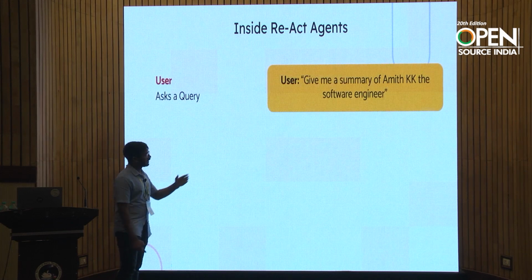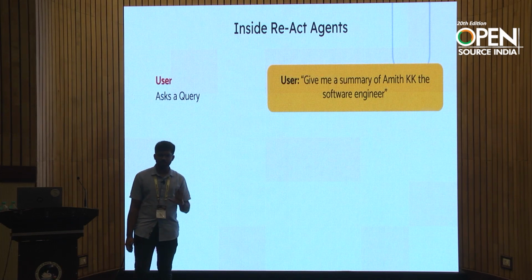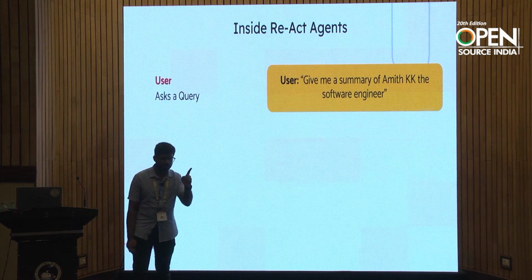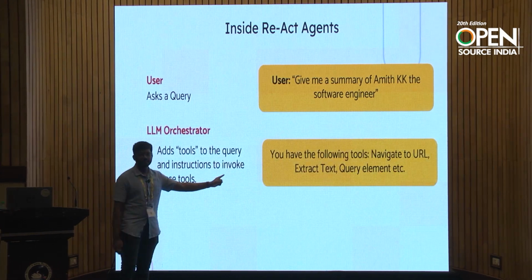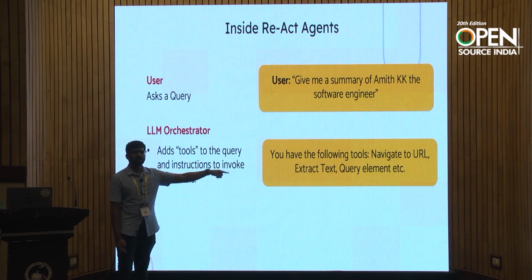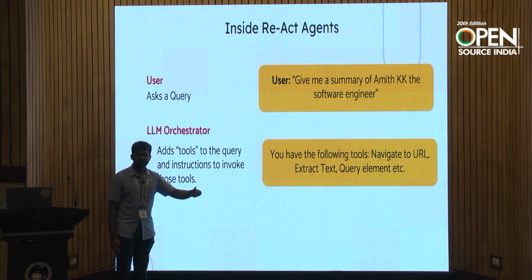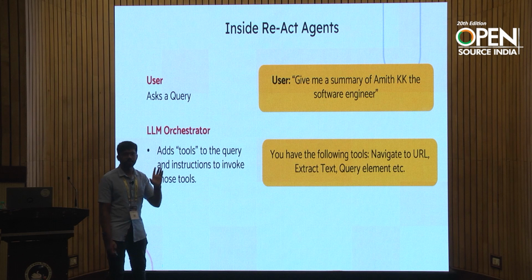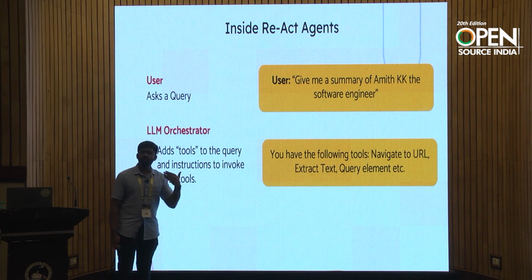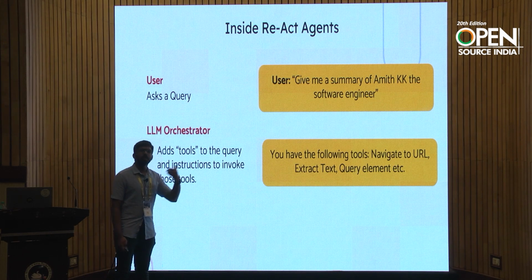The user gave a query. Give me a summary of Amith KK, the software engineer. That's the query. Now, we are not talking to the LLM anymore. We're talking to the orchestrator. Orchestrator takes the query and adds this. You have the following tools. Navigate to URL, extract text, query element. It also gives a description of the tool. Like, when should you call this? Or how do you call this?